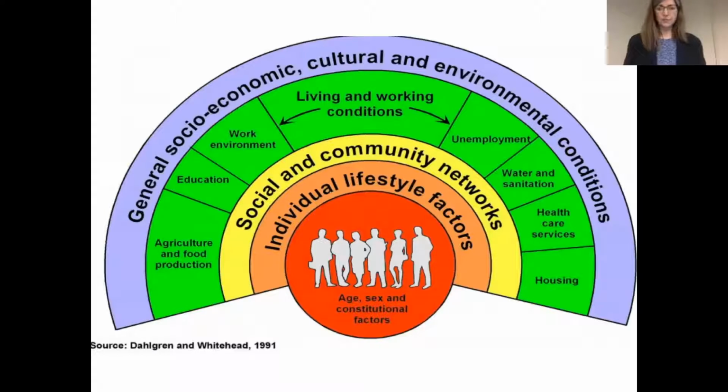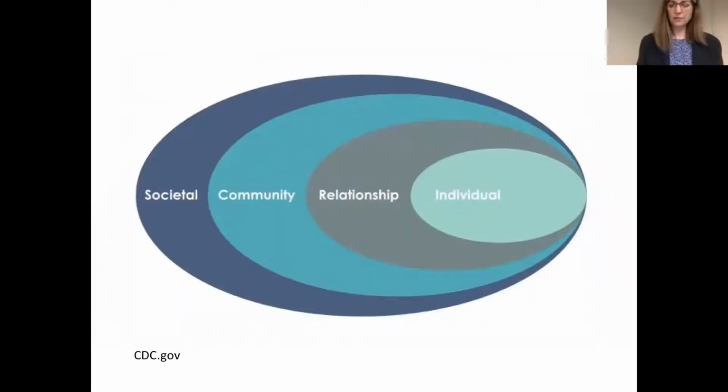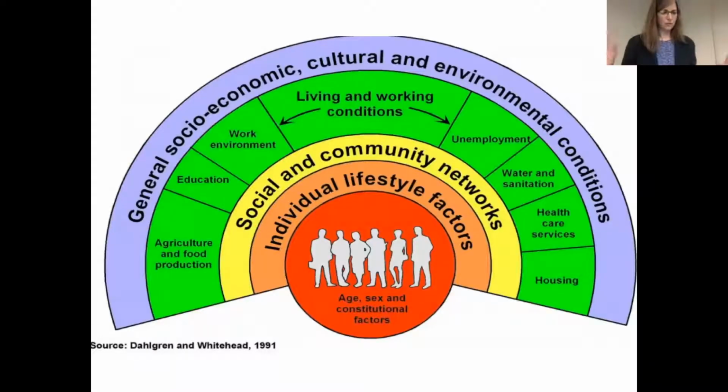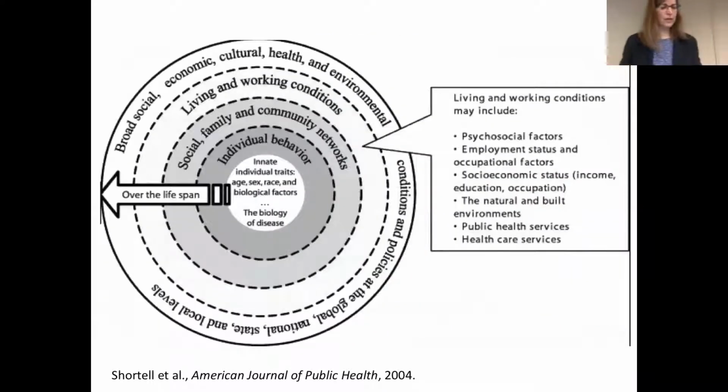So here are some examples of the graphic. This is from the CDC. This is a little bit more fleshed out. And some of these images show an arrow directing outward from the individual through the other categories. What it doesn't show, however, is the complex interplay between the social and the individual.